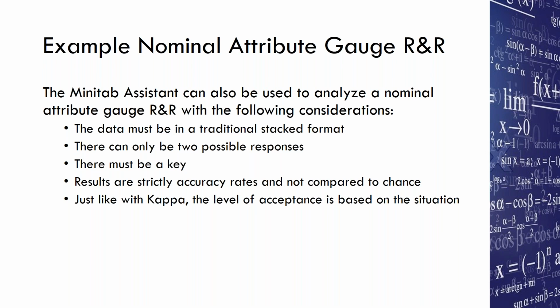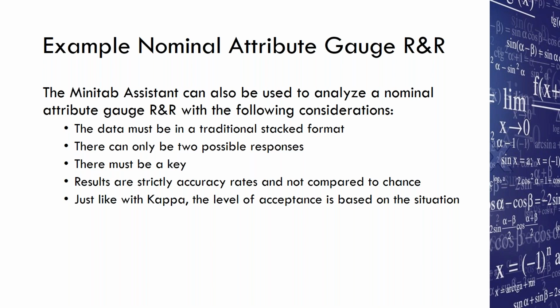Fortunately, the Minitab assistant can also be used to analyze a nominal attribute gauge R&R, but there are a couple of restrictions on it. The first is the data has to be arranged in a traditional stacked format. That's just the way that you stack your data in Minitab. You can only have two possible responses, in other words, only two categories. You have to have a key, and the Minitab assistant is not going to report a kappa value. Instead, it is going to report a strict accuracy rate, in other words, percent of match.